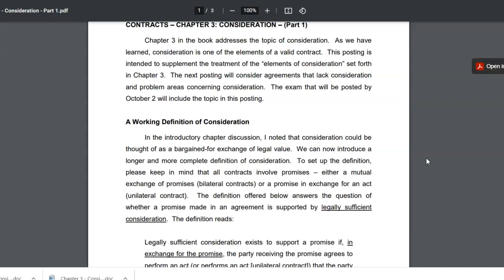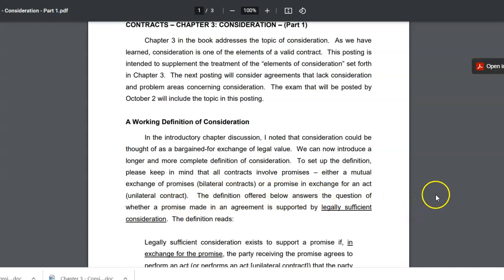We have a far more comprehensive definition of consideration, and we really just want to start to feel comfortable with that definition. To set up the definition, we've got to keep in mind that all contracts involve promises. If it's a mutual exchange of promises, we have a bilateral contract. If it's a promise in exchange for an act, we have a unilateral contract.